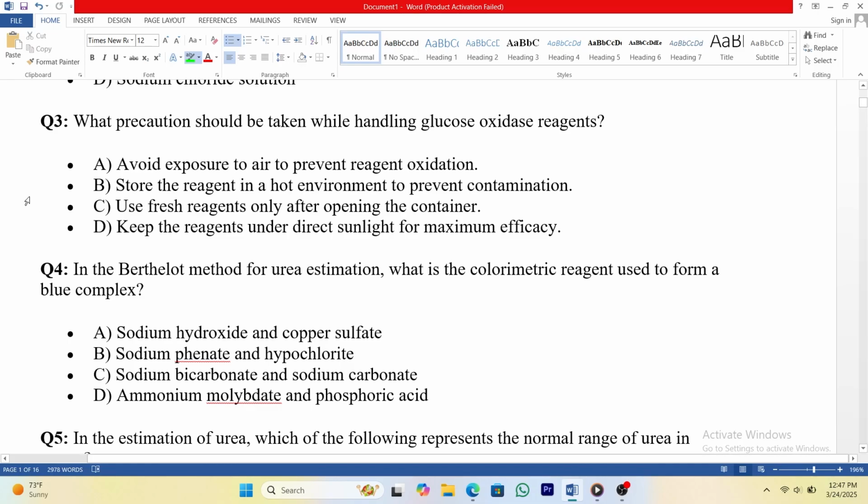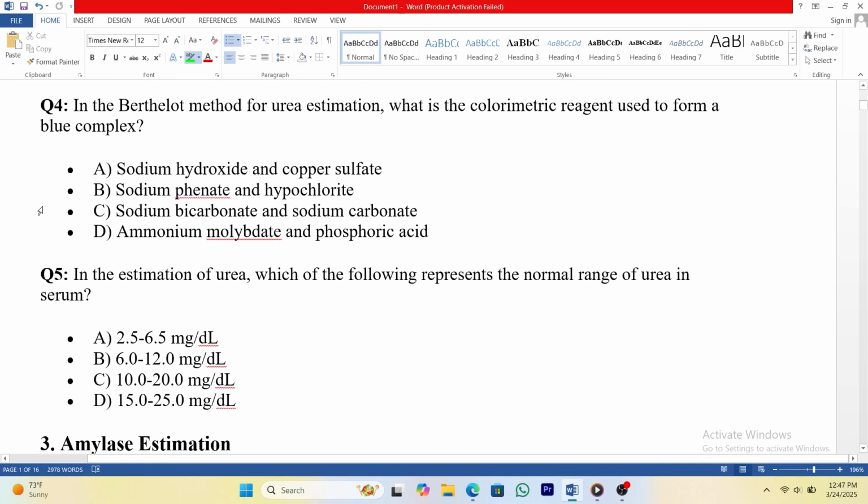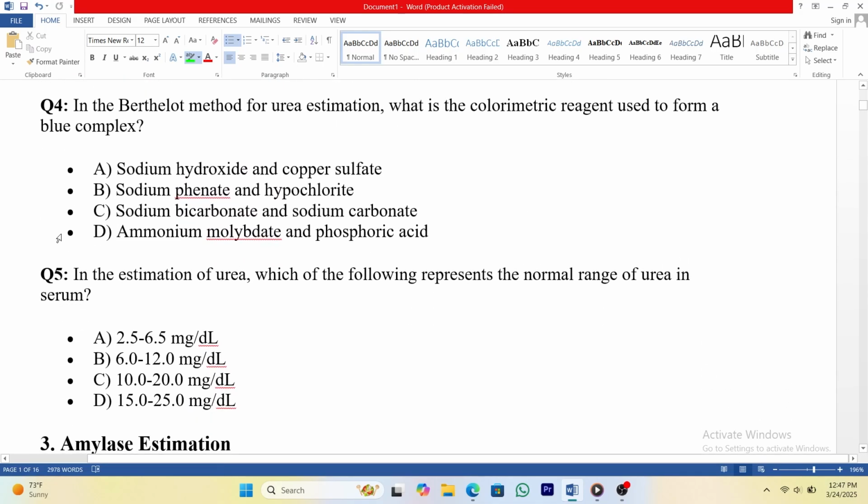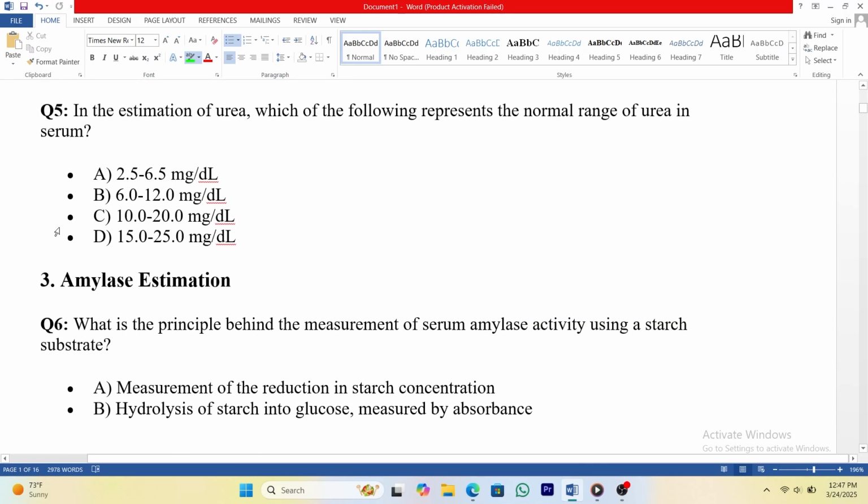Answer, A. 4. In the Berthelot method for urea estimation, what is the colorimetric reagent used to form a blue complex? A. Sodium hydroxide and copper sulfate. B. Sodium phenate and hypochlorite. C. Sodium bicarbonate and sodium carbonate. D. Ammonium molybdate and phosphoric acid. Answer, B.